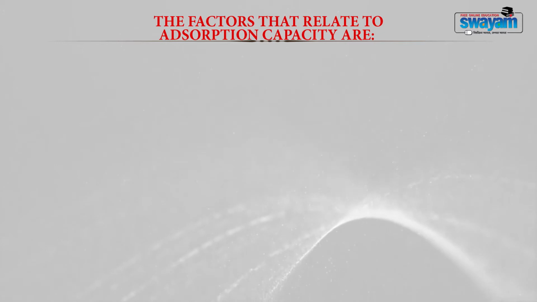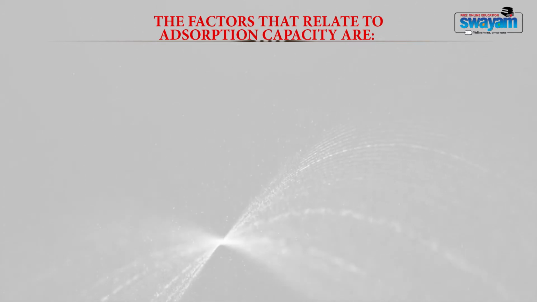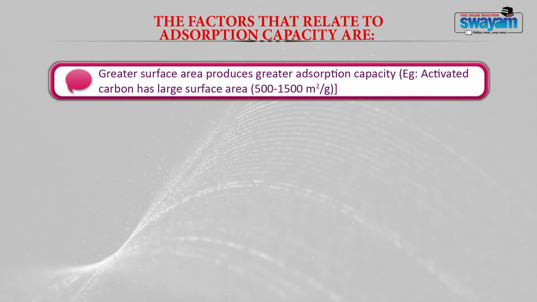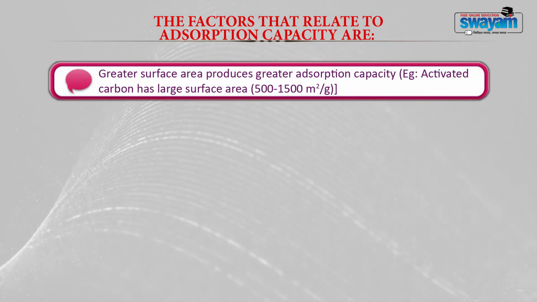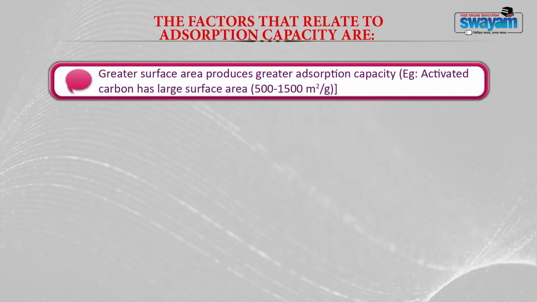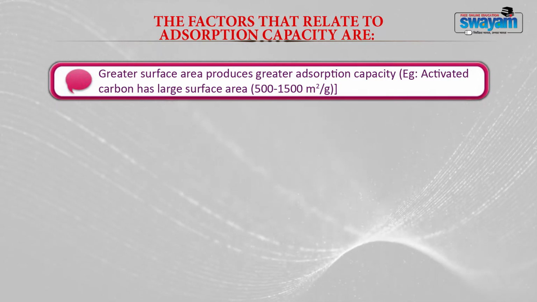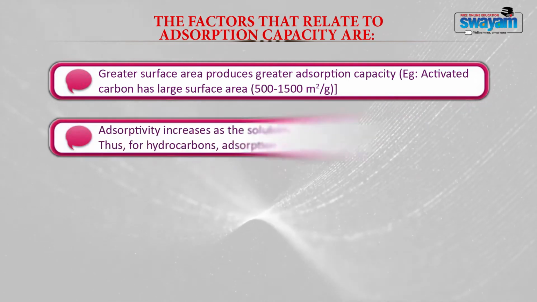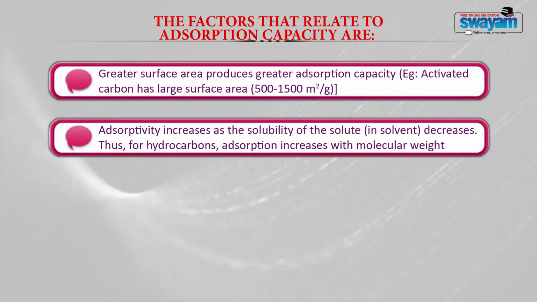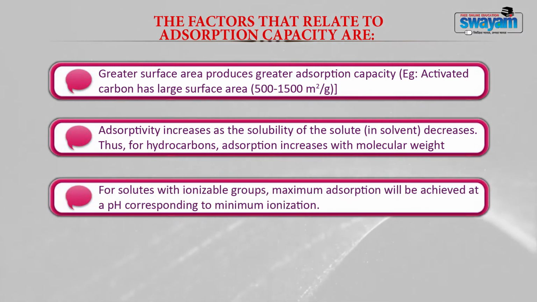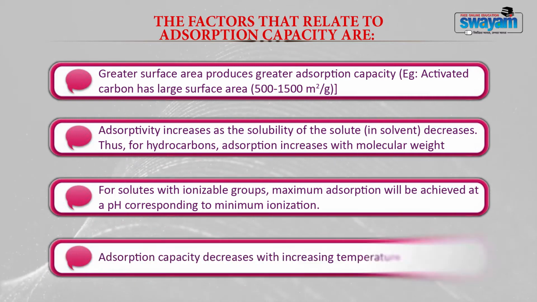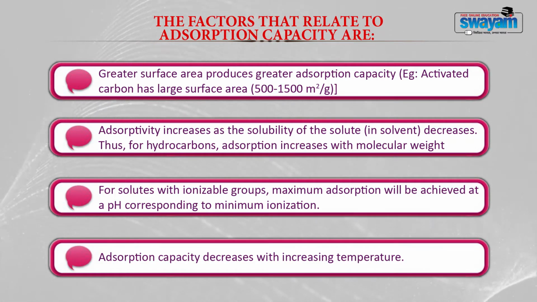What are the factors which influence the adsorption capacity? One, the greater the surface area, the greater the adsorption capacity. For example, activated carbon that has a large surface area will obviously have higher adsorptive capacity. The adsorptivity increases as the solubility of the solute decreases. For hydrocarbons, the adsorption increases with molecular weight. For solutes with ionizable groups, the maximum adsorption can be achieved only when the pH corresponds to the minimum ionization. Adsorption capacity also decreases with increasing temperature.